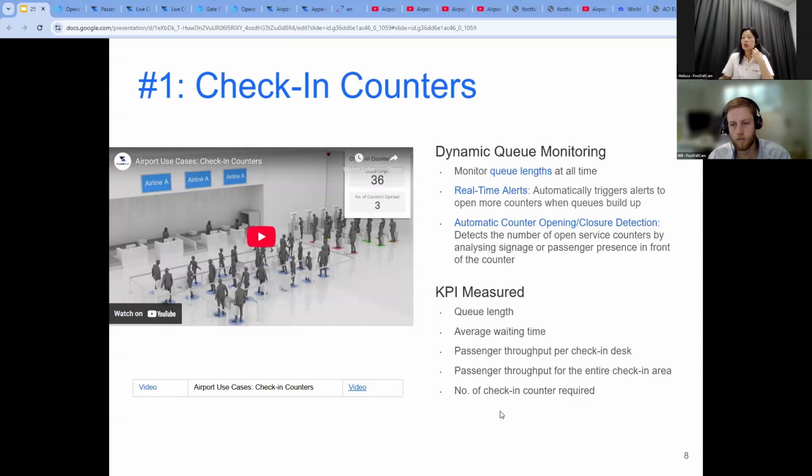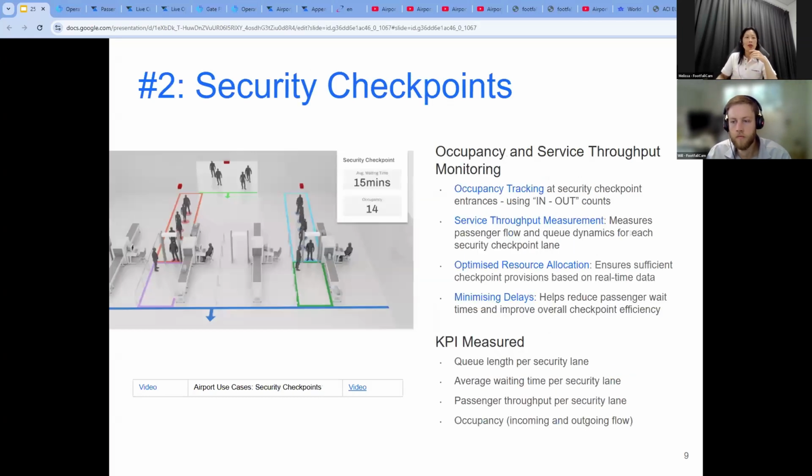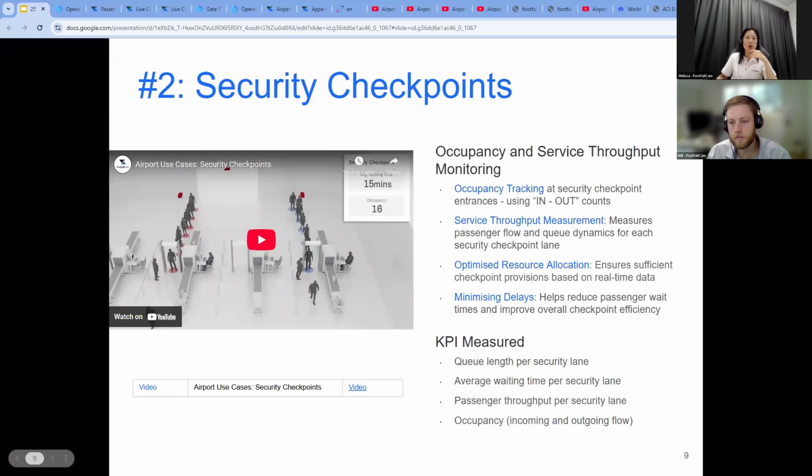And we also do a prediction, a calculated value based on the current demand and the SLA thresholds. So we can tell the operator the number of counters that need to be open now. They then get actionable alerts, saying, okay, open 2 more counters, for example.